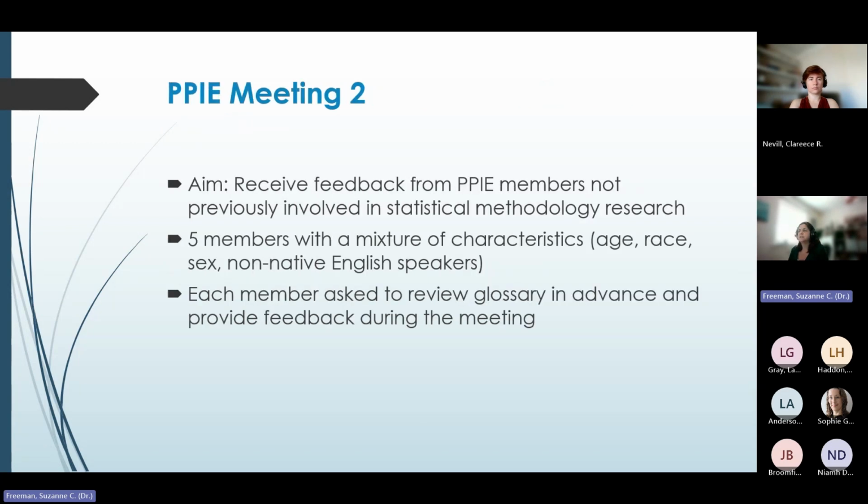We had another meeting. This time we met with a group of PPIE members who had not previously been involved in statistical methodology research. These members had previously been involved in PPIE for applied health research projects, but not statistical methodology projects. Again, we had 5 members with a mixture of characteristics. This time we sent the glossary to those members in advance of the meeting and asked them to come to the meeting to provide feedback on it.